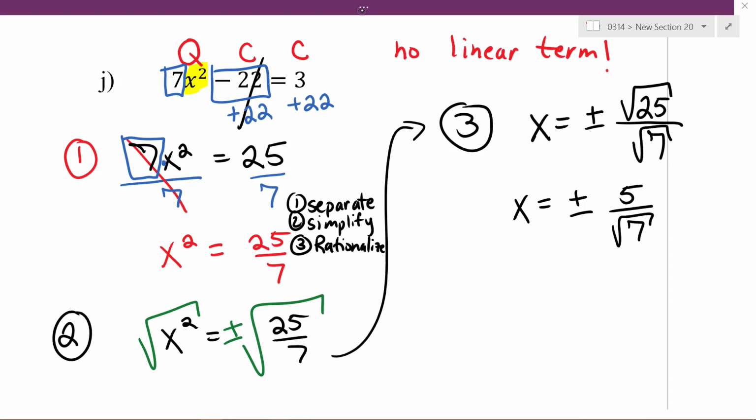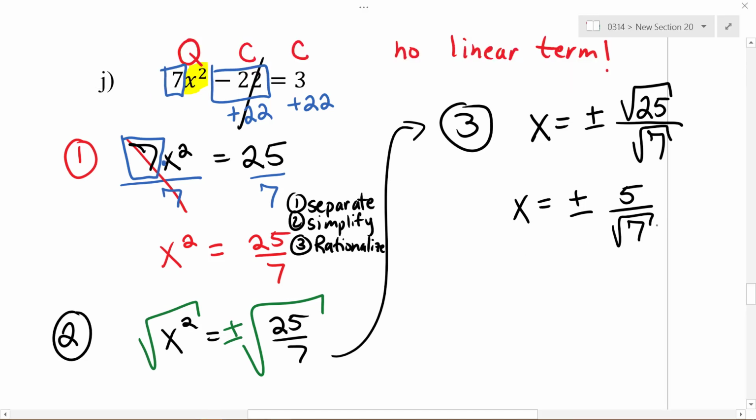Rationalize. Do we still have a square root left in the denominator? Yes, we do. So we are going to rationalize by multiplying top and bottom by exactly the square root that's in the bottom. So our final answer here would be x is equal to plus or minus. Now, 5 is outside of the radical, 7 is underneath. Remember, anything that's outside of the radical has to stay outside of the radical.